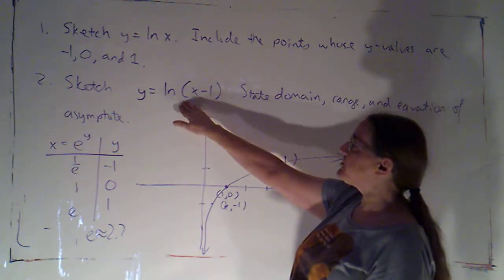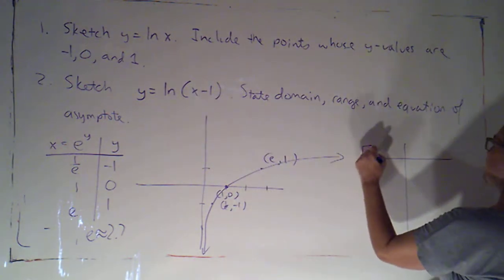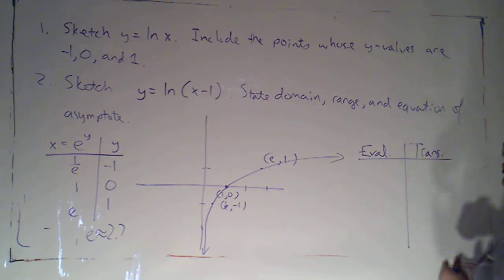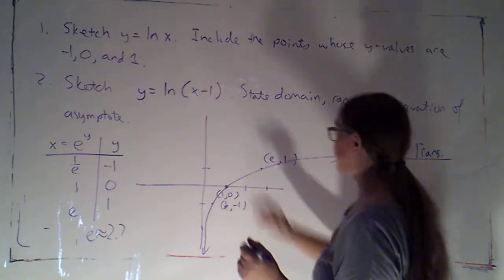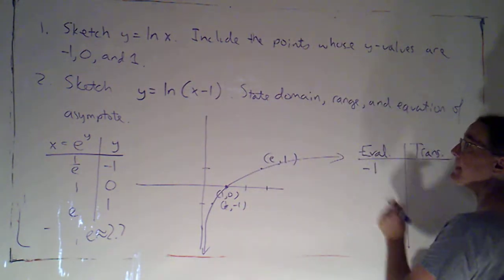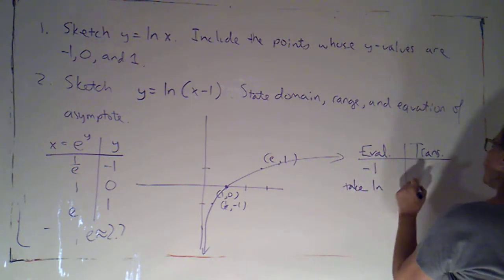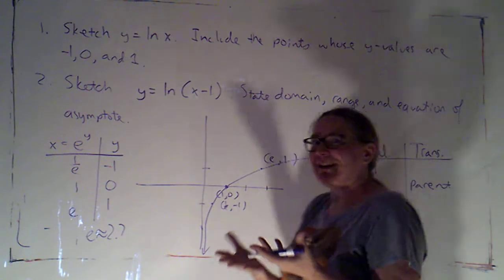Now I want to sketch this transformation. So I'm going to list what I would do in evaluating things, and then how that transforms the graph. We always do parentheses first. So the first thing I would do is subtract 1. Then I would take the natural log. That's my parent function now. So we keep getting new parent functions.